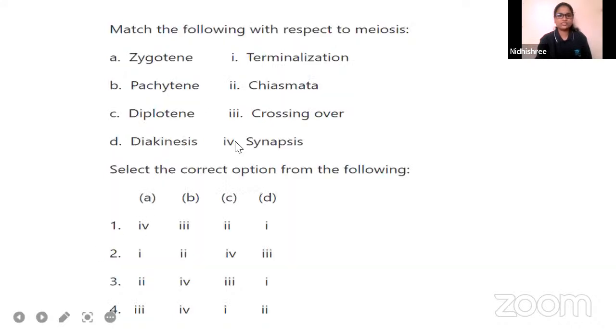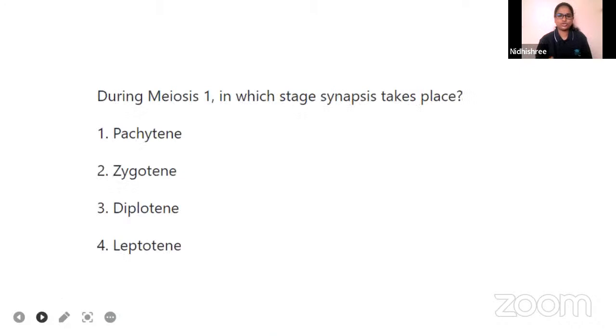What happens there? Zygotin, synapses. During zygotin stage synapses occurs. Then B is 3, pachitin, where we can see crossing over. C, diplotin, you can see chiasmata. Diakinesis, D, you can see terminalization. So option A is the right answer. Okay, option 1. Next question.